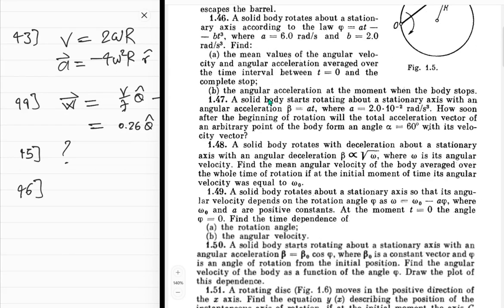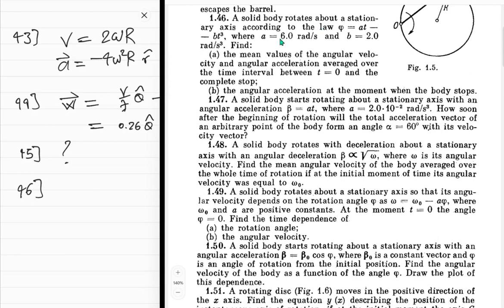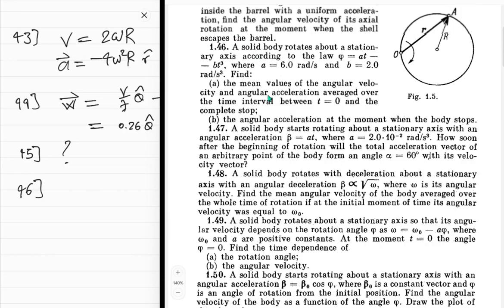Okay. Next. A solid body rotates about a stationary axis according to the law phi is equal to at minus bt cubed. Oh, look, this kind of question, it's descriptive, it's giving us everything. Nice, right? The stationary axis, okay. Find the mean values of the angular velocity and the angular acceleration averaged over the time interval between t equal to 0 and complete stop. Angular velocity and angular acceleration. Oh, okay, got it.